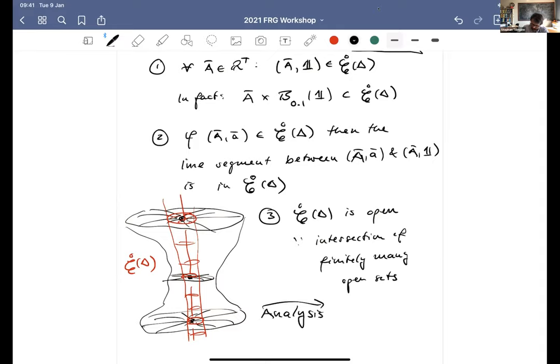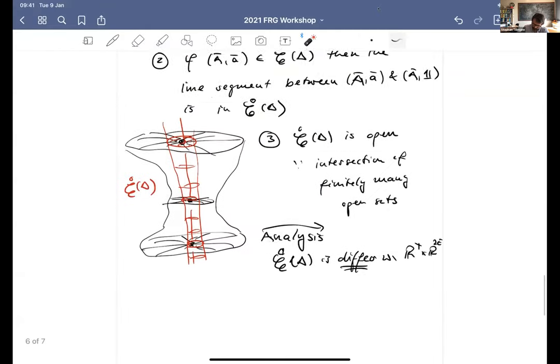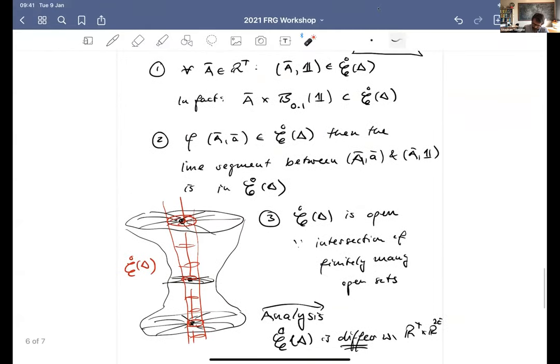you can actually use some very basic analysis to show that this implies that this set here is diffeomorphic with R to the T times R to the 2E. So the star-shaped open sets in R to the N are diffeomorphic to R to the N. I wasn't aware of this fact or its proof before, but there's a nice discussion you can find on Math Overflow where you are also presented with two proofs.